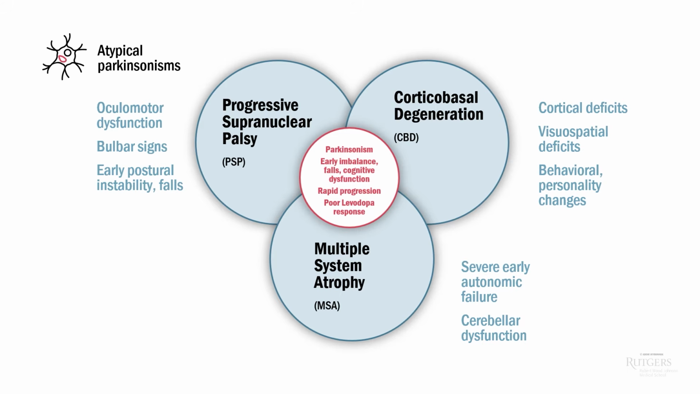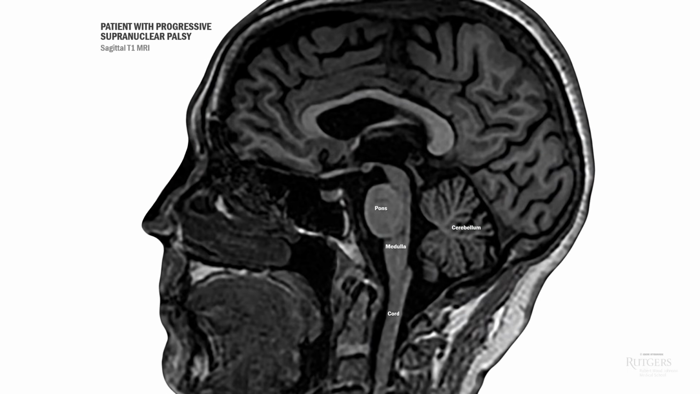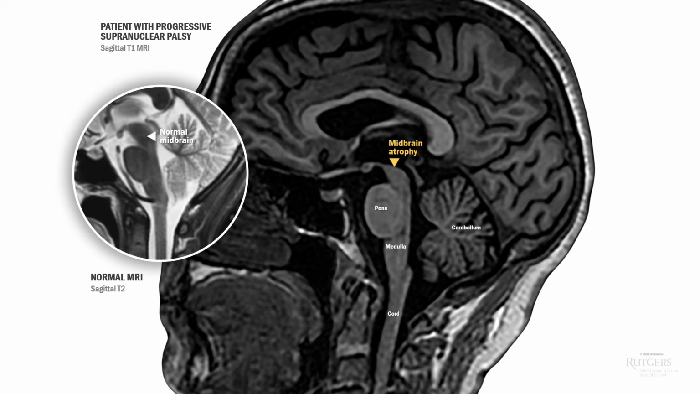To diagnose atypical Parkinsonism, you would have to rely on your knowledge of clinical symptoms and signs. There's no gold standard biomarker for that group of disorders, but sometimes you can see the pattern of degeneration on imaging. Here's a sagittal T1 MRI of a patient with progressive supranuclear palsy. Notice the atrophy of the midbrain as compared to normal.